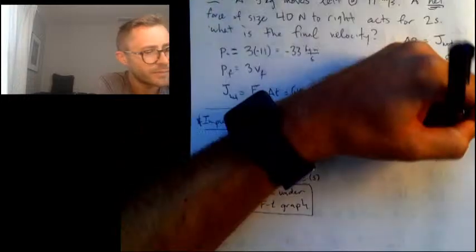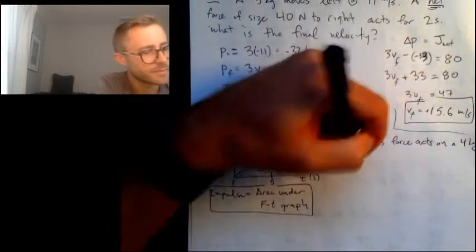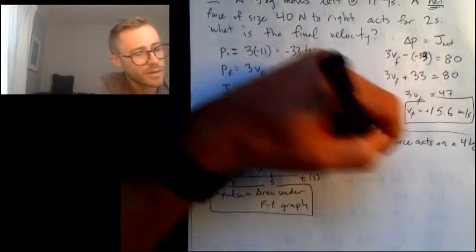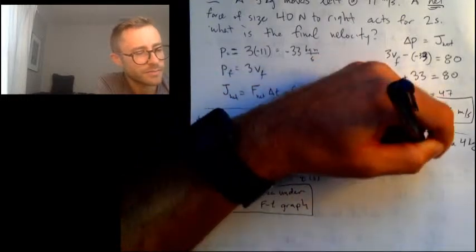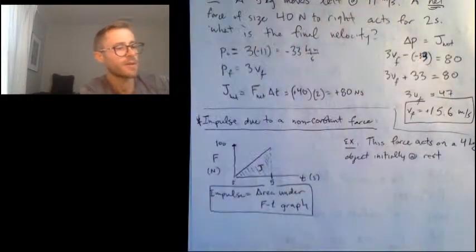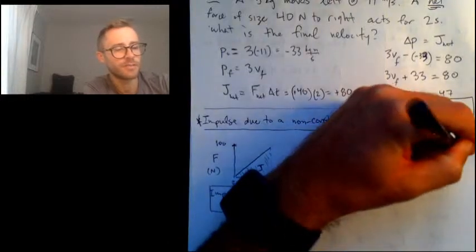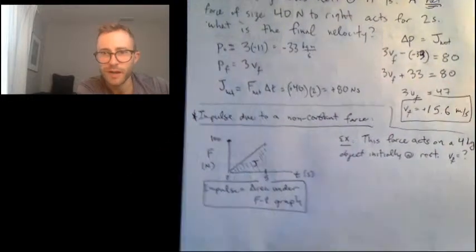on, let's say, a 4 kilogram object initially at rest. What is the final velocity of this object after this force acts?